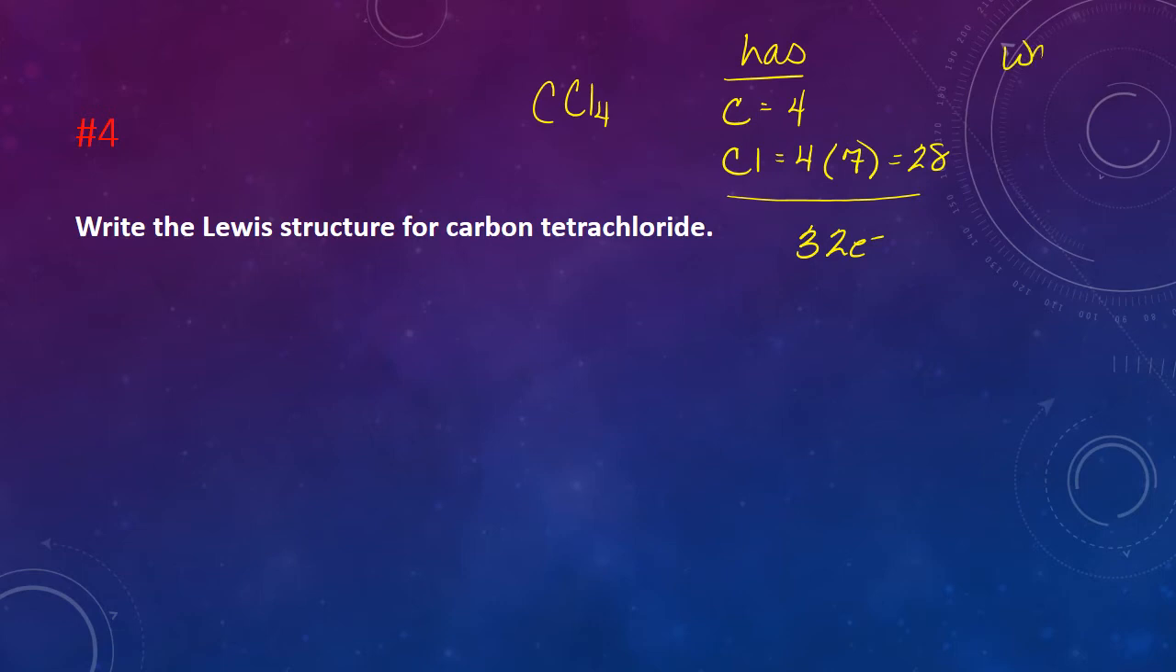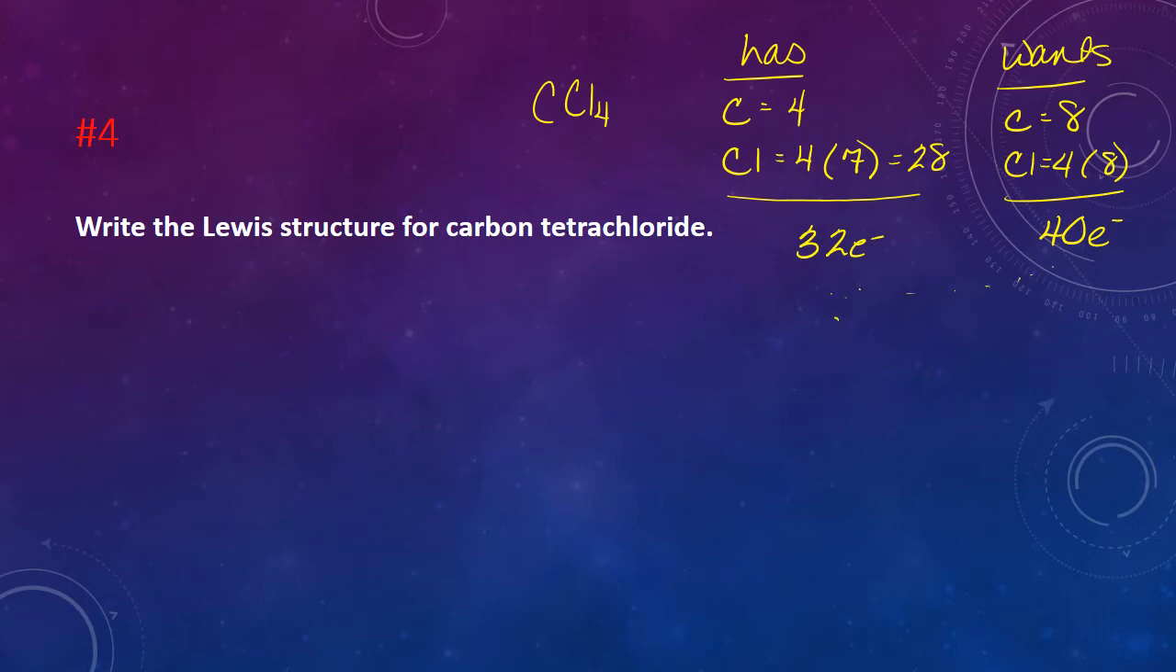Go ahead and pause the video and see if you can figure out how many this wants. Well, carbon wants 8, and chlorine, there's 4 of them, and each of those wants 8. So this has a total of wanting 40 electrons. Now what do we do? That's right, we subtract these 2 numbers.